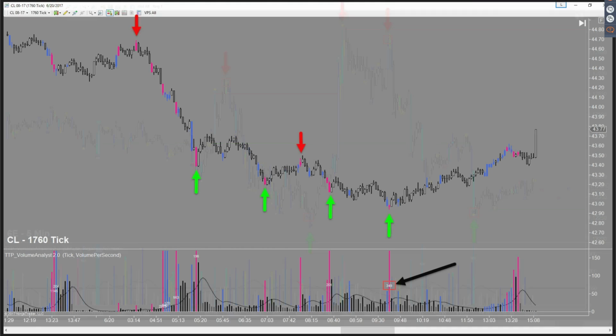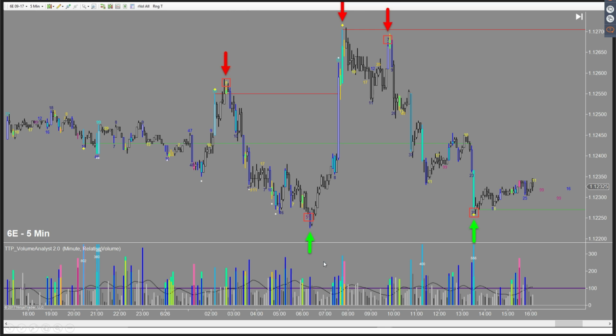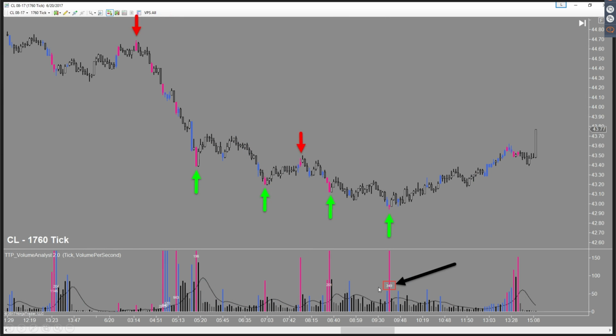All right, we also have volume per second. Basically, this volume tool has 6 different inputs. So you can make it show relative volume, relative density, raw volume, range, or volume per second. Okay, the new volume per second has a couple of different signals in it: extreme volume per second, and then just very high volume per second.